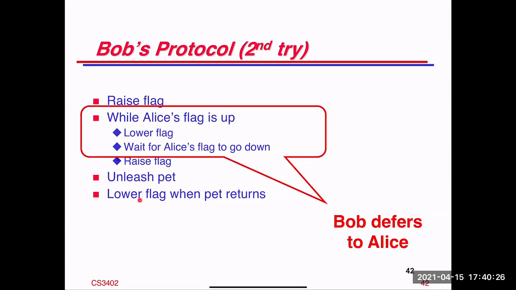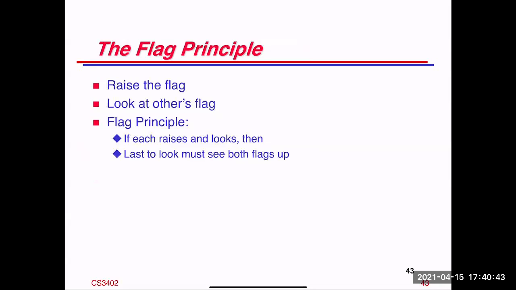Although the rest of the code is the same, right? So once Alice's flag is down, Bob will be able to unleash his own pet and lower the flag when the pet returns. Okay, so this algorithm contains something that is known as the flag principle. So what both Alice and Bob are doing here is to raise the flag, and then they look at each other's flag. Okay, and the reason why this works is that if both of them raise their flag and then look, then the last one who looks must see both flags up.